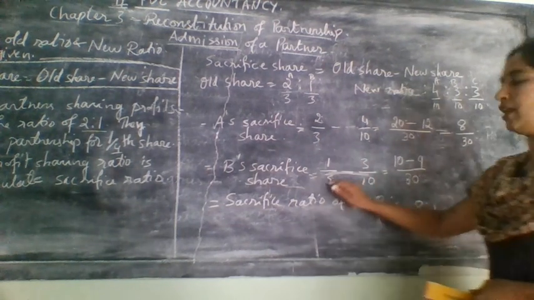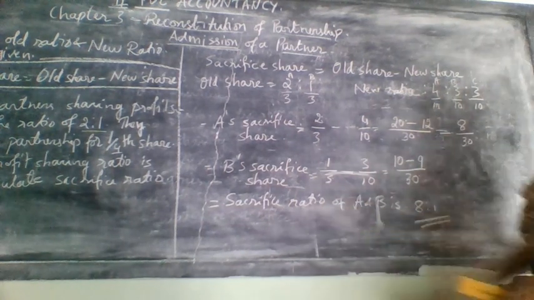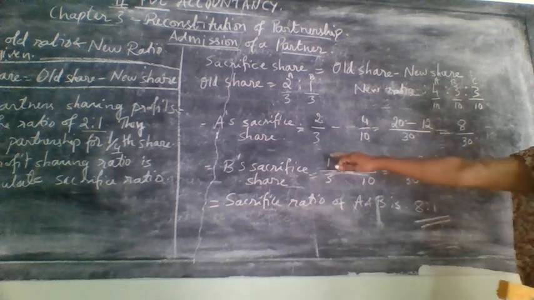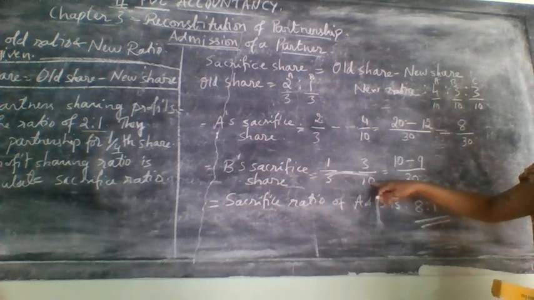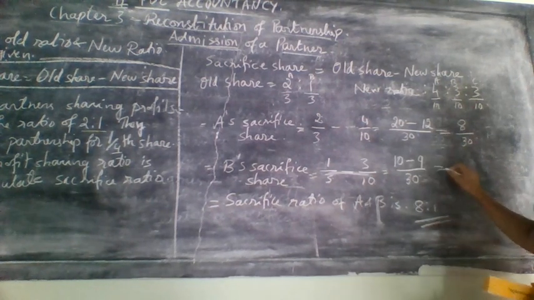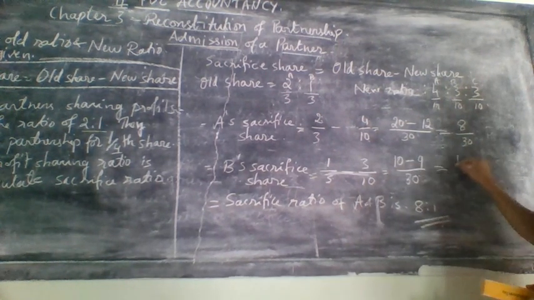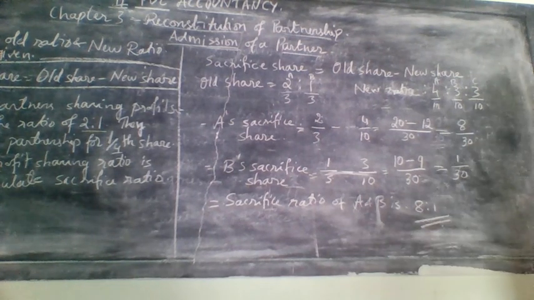How did I do it? 30 divided by 3, you will get how much? 10. 10 ones are 10. Next, 30 divided by 10, you will get how much? 3. 3 threes are 9. Now subtract. 10 minus 9, you will get 1. So 1 by 30. And finally your answer will come the same, that is 8:1.